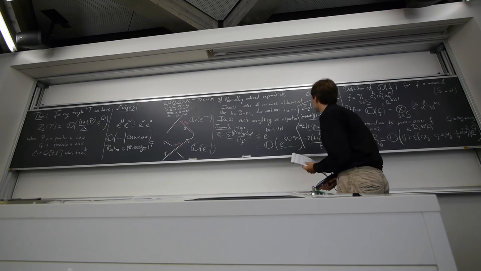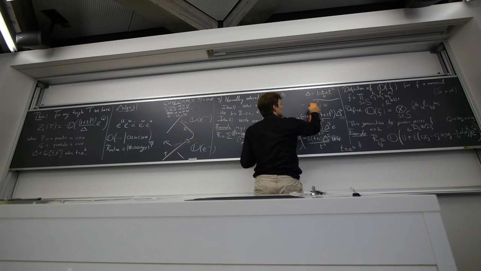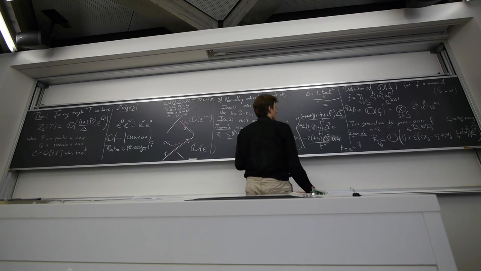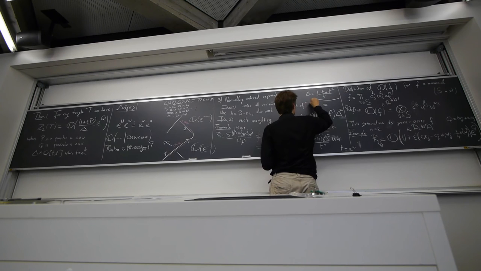The point is that the Q term is the same as the Q term for Z1. That's why it's not so interesting. So this is the P part of Z2.